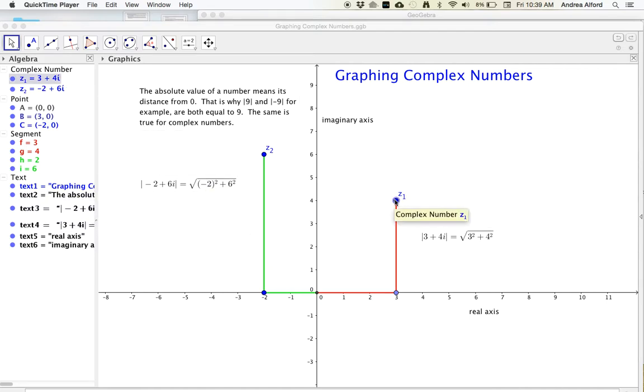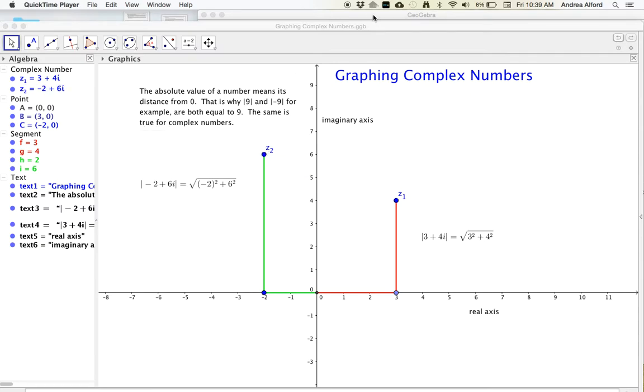Well, it's right here. If you notice, we went over 3 and up 4, and that's because this is on the complex plane. This is the real axis, and this is the imaginary axis. So you always need to know, do you have the real plane with the xy axis, or do you have the complex plane where this is the real axis and this is the imaginary axis? So let's look at z2 here, negative 2 plus 6i. Well, what did I do? It's right here. I came to the left 2 and up 6.